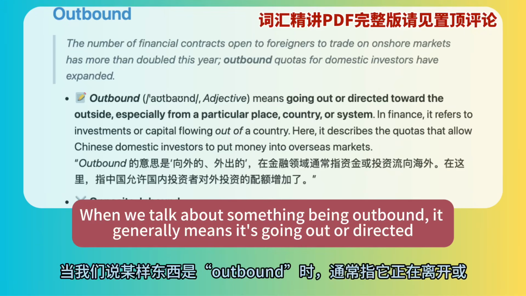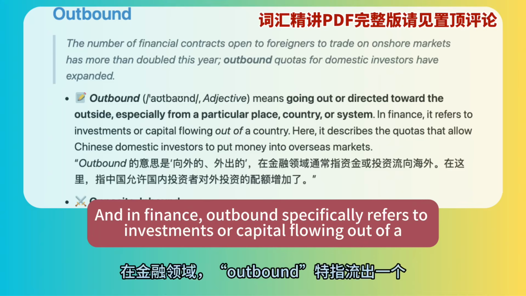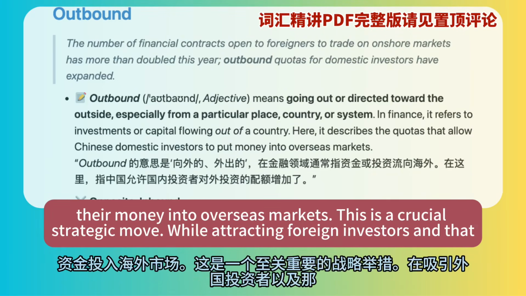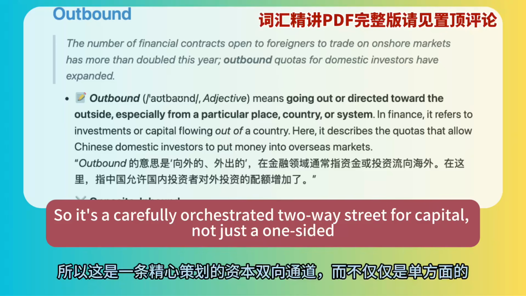Right. When we talk about something being outbound, it generally means it's going out or directed away from a specific place, like outbound flights leaving an airport. You're exactly right. And in finance, outbound specifically refers to investments or capital flowing out of a country. Here, it describes the expanded quotas that now allow Chinese domestic investors to put their money into overseas markets. Ah, I see. This is a crucial strategic move. While attracting foreign investors and that piling in we talked about, China is also allowing its own capital to venture out. So it's a carefully orchestrated two-way street for capital, not just a one-sided attraction.